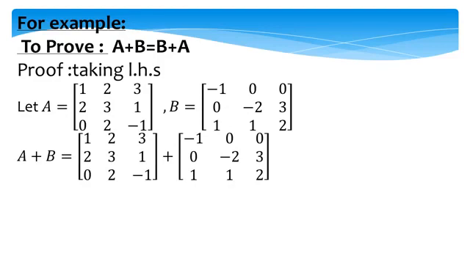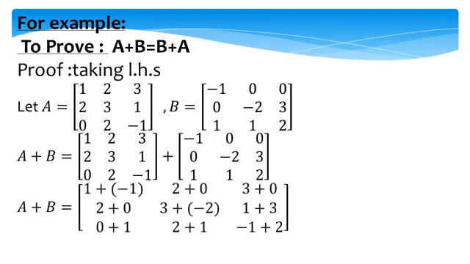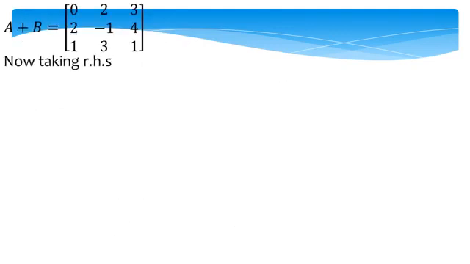Corresponding elements are added with each other. 1 plus minus 1, 2 plus 0, 3 plus 0, 2 plus 0, 3 plus minus 2, 1 plus 3, 0 plus 1, 2 plus 1, minus 1 plus 2. Now A plus B is equal to 0 2 3 2 minus 1 4 1 3 1.